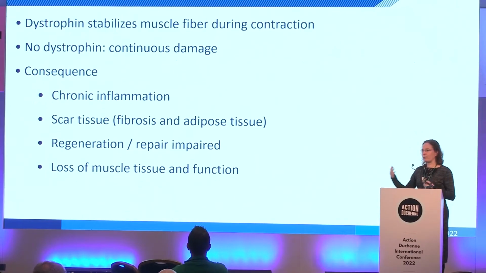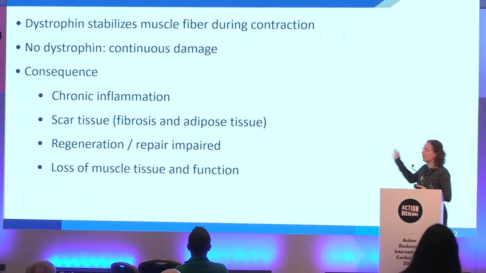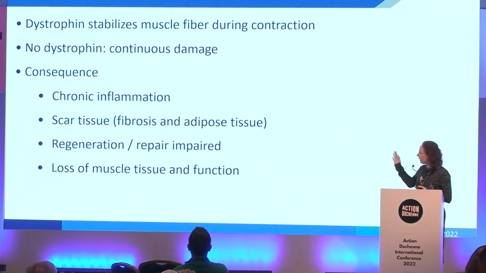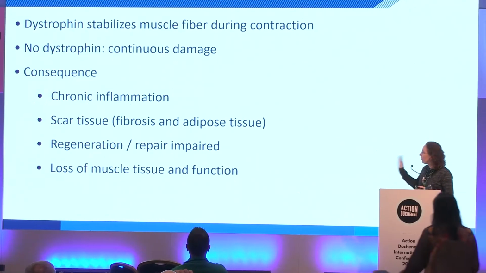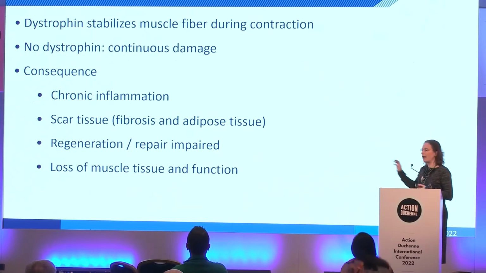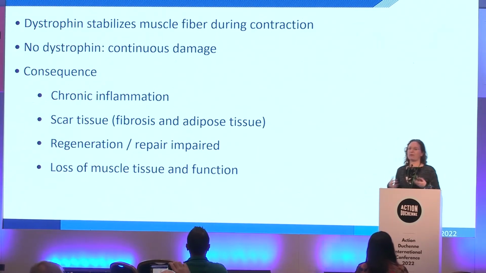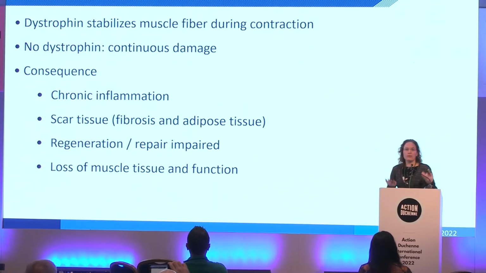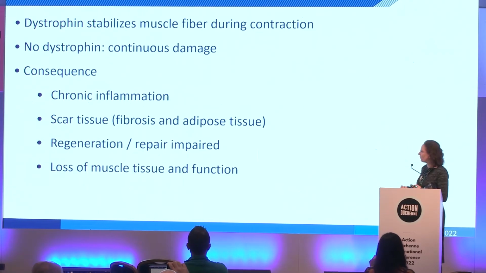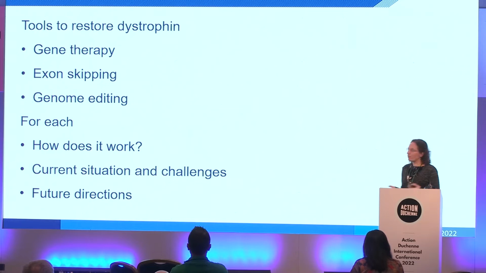And if you don't have dystrophin, that means you have continuous damage of the muscles. And that leads to chronic inflammation, scar tissue formation, and fibrosis, adipose tissues. Regeneration becomes impaired due to the chronic damage and inflammation. And all these processes lead to gradual loss of muscle tissue and muscle function. And I'm not going to explain what this does to Duchenne patients, because that's, of course, something that you know from firsthand.